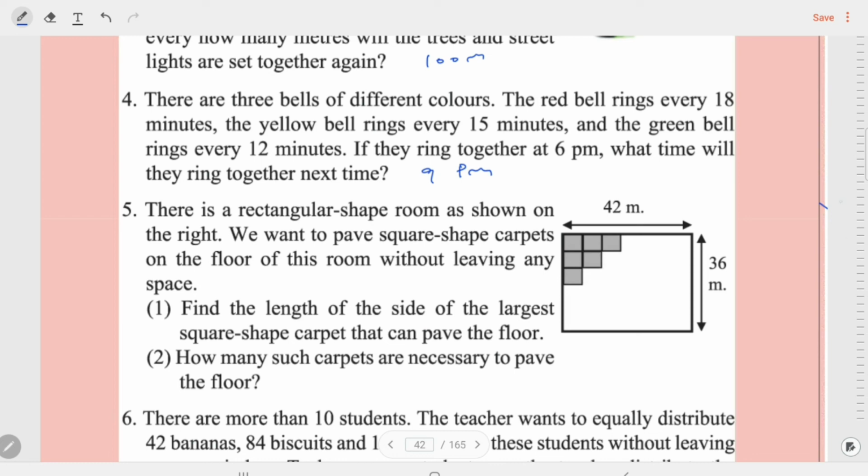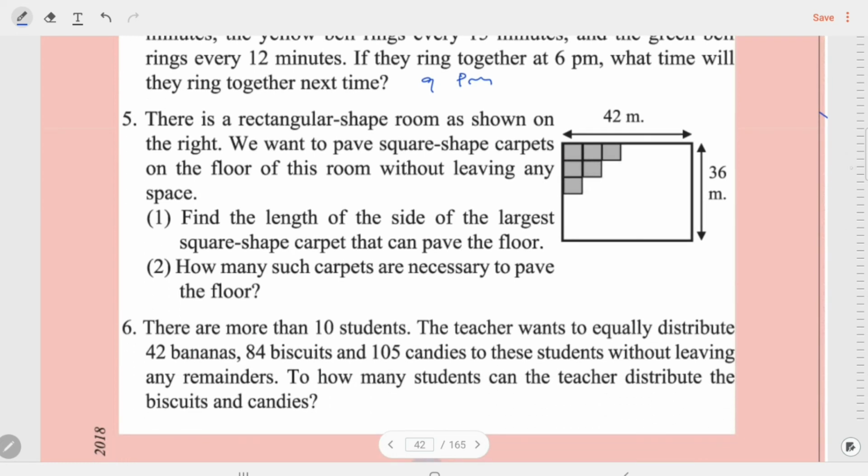If there is a rectangle shaped room as shown in the figure on the right, we want to pave square shaped carpets on the floor of the room without leaving any space. Find the length of the side of the largest square shaped carpet that can pave the floor. So that must be the GCF of 36 and 42. 2 18s, 2 21s, again 3 6s, 3 7s. So 2 into 3 is 6. So in this case, 6 meters is the answer.